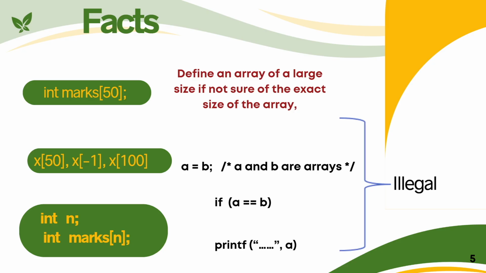In the following example, you could see that we have used int n and int marks[n]. int n is a variable and we have not initialized the value for n, but in the next declaration we are saying int marks[n]. We can't have such a declaration without initializing n to some value.